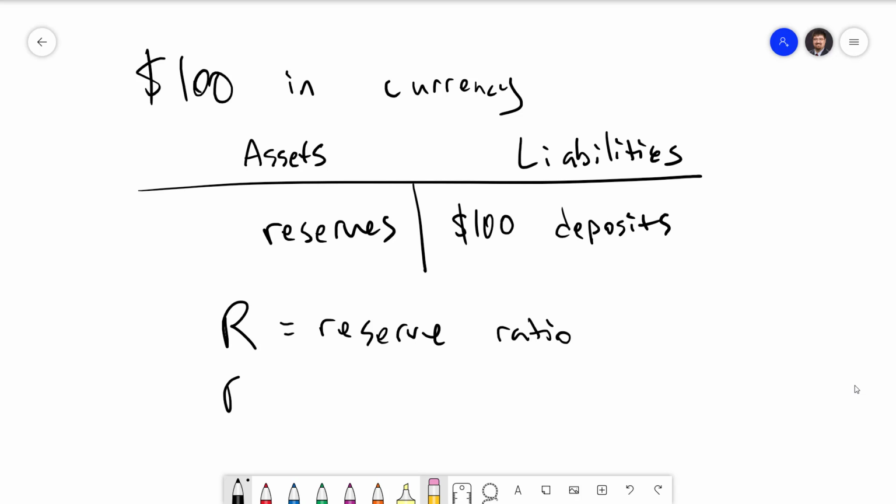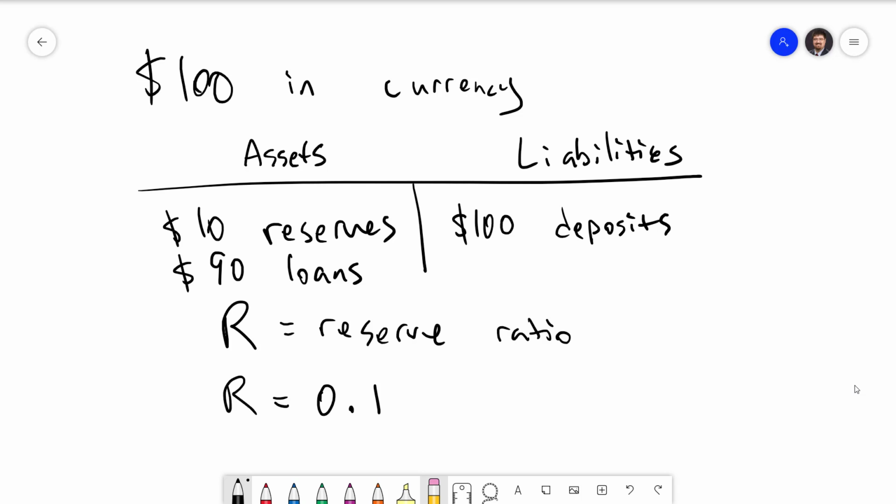Let's suppose that in our example, the reserve ratio is 10% or 0.1. This means that our bank is going to hold 10% of its total deposits as reserves, so that will be $10, and they're going to loan out the rest, so we'll have $90 worth of loans. This means that of the $100 of total currency, 10 is being kept in the bank, but 90 is being loaned out. And so those $90 worth of currency have re-entered the money supply.